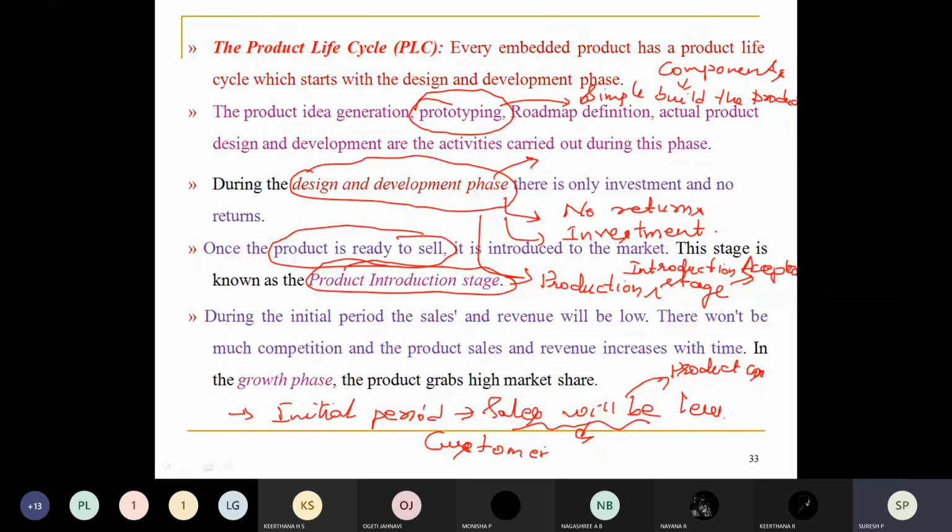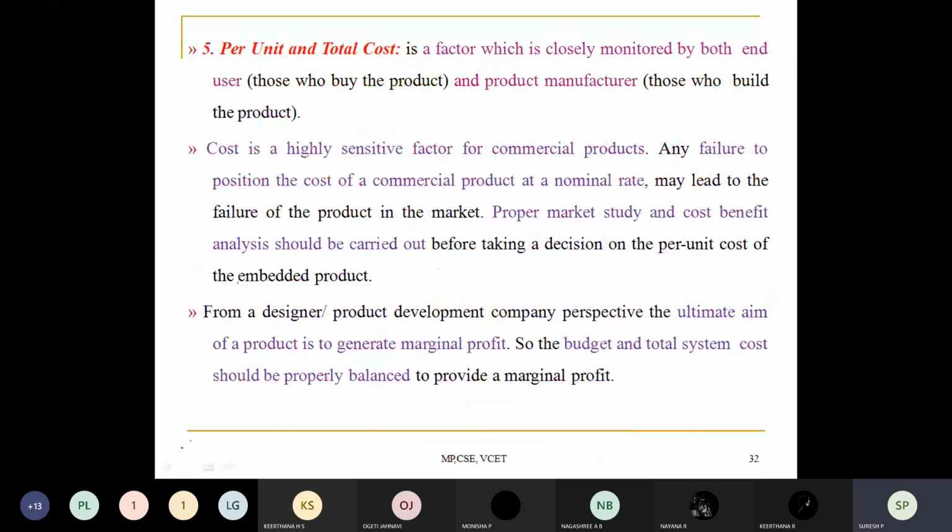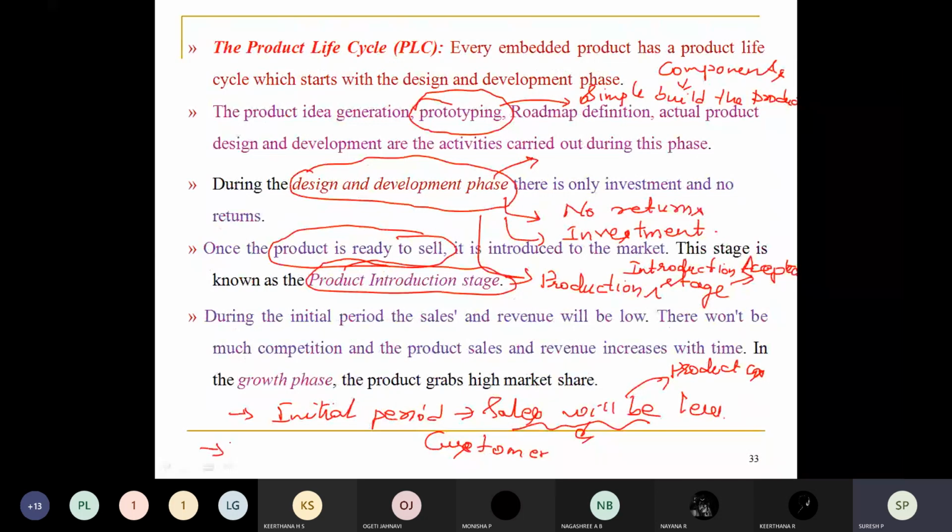is called the growth phase. In the growth phase, initially what will happen? The revenue will be less, since it is the first product of that particular kind. What is the advantage? This new product is hitting the market, and there is no competition for it. Since there is no competition, everyone wants to experience it, so initially the cost will be high in this particular period.